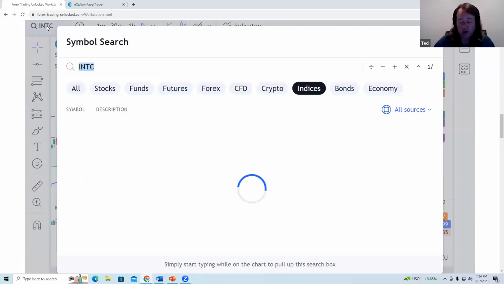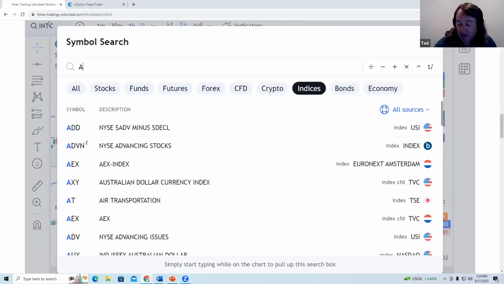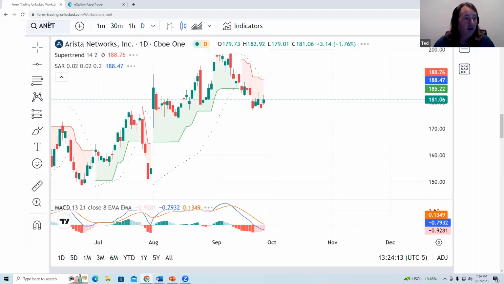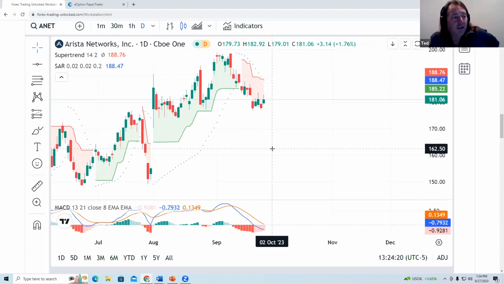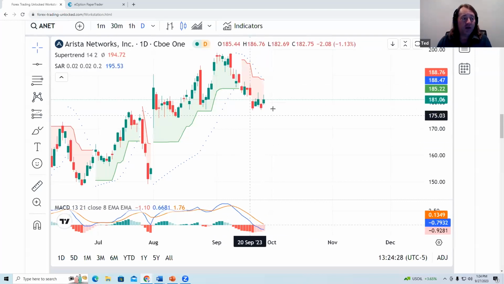Okay, so now we will go on to ANET, A-N-E-T. Here we have Arista Networks. This is another company that is heavy in the AI space. You can see, just as most of the NASDAQ stocks, that it is getting beaten up a little bit. But just like Intel, it has stabilized already over the past week. In fact, look at how it is today.